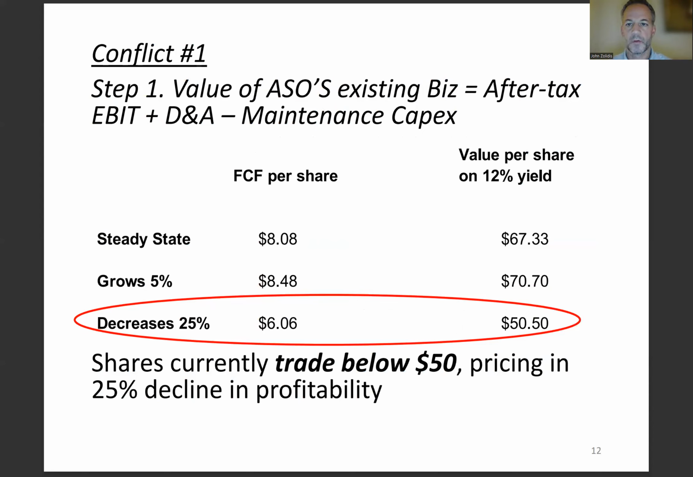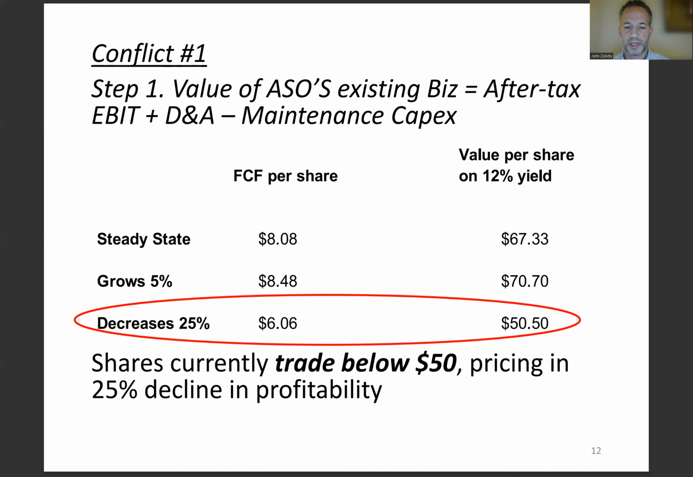So for Academy, we took the existing after-tax EBIT, we added back depreciation, and then we subtracted maintenance CapEx to estimate the cash flow from the business in a steady state, as if it wasn't growing at all. In this case, we got that the steady state cash flow was about $8 per share. If we felt that a 12% free cash flow yield was the appropriate way to value this, as if you were going to get $8 every year, it would imply a $67 value for the stock.